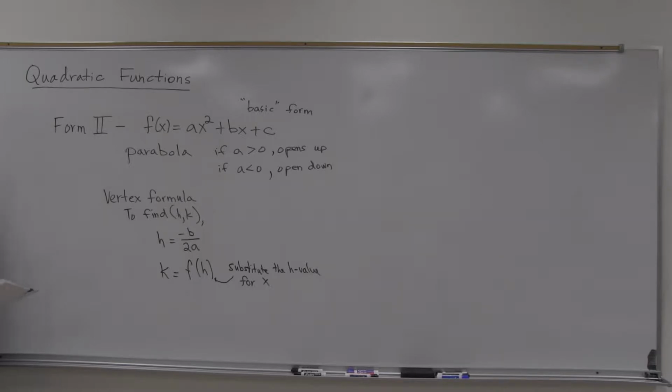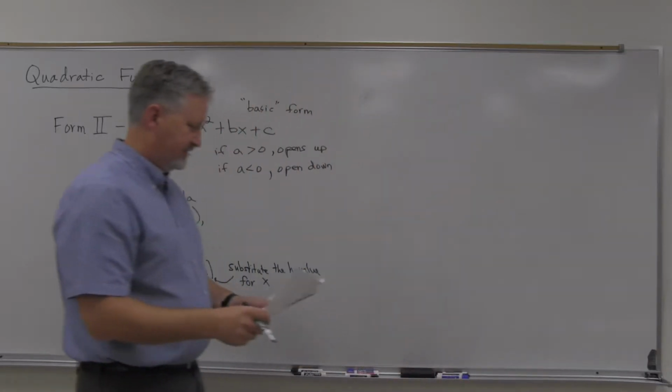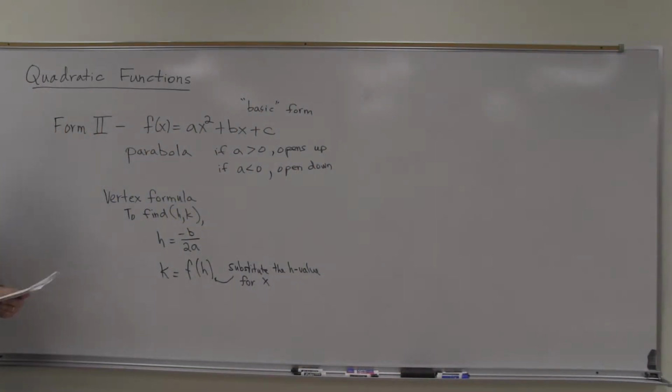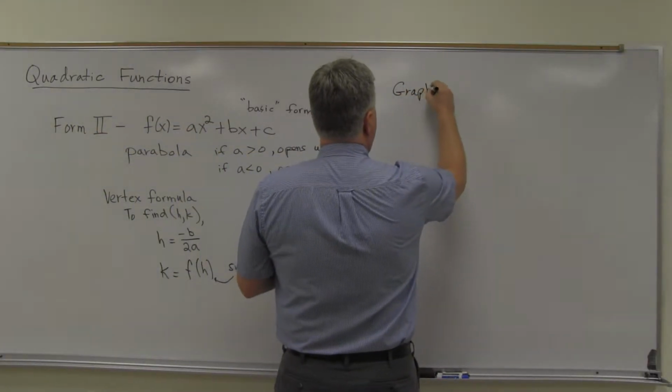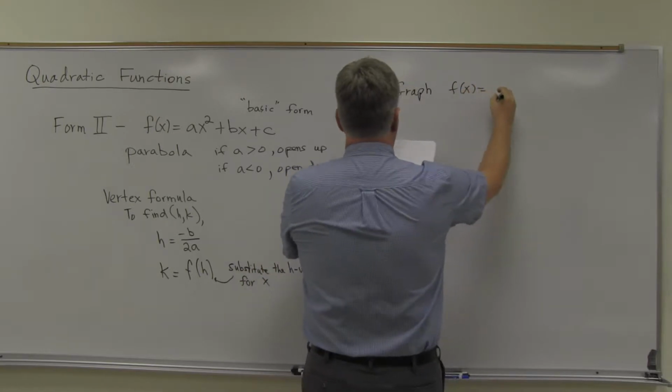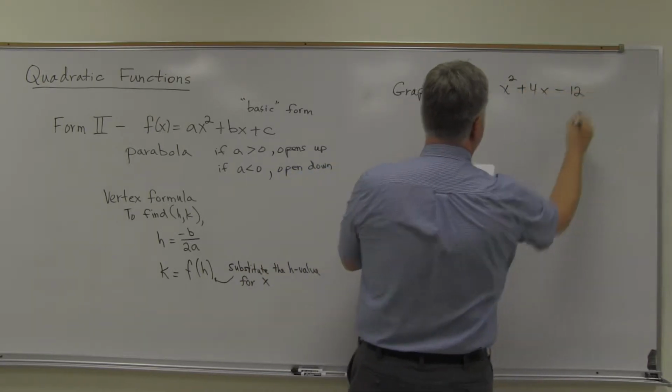All right. And then we'll also talk about the intercepts, but nothing really new about those. We know how to do those. We'll just talk about them when we need them. All right. So let's do a couple of these. Let's graph f of x equals x squared plus 4x minus 12.